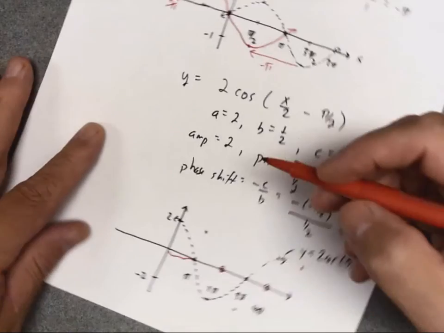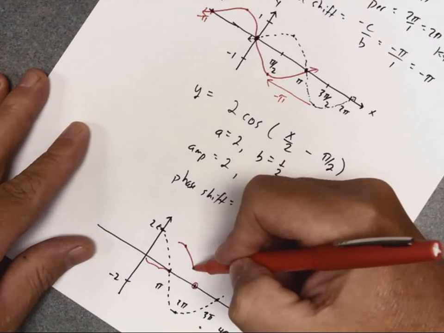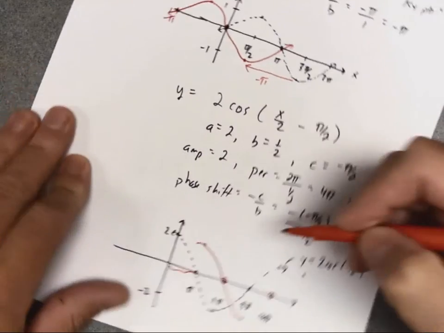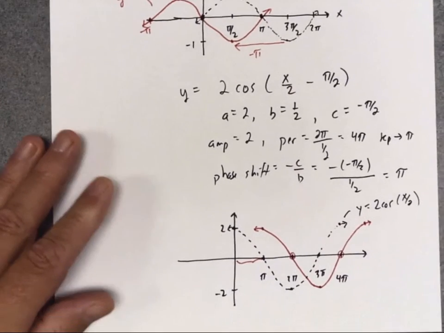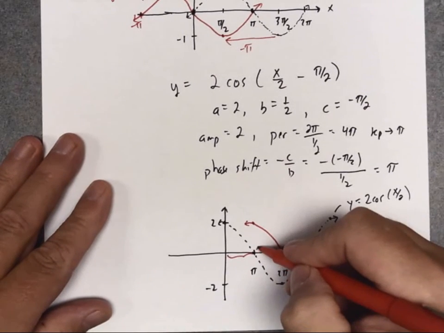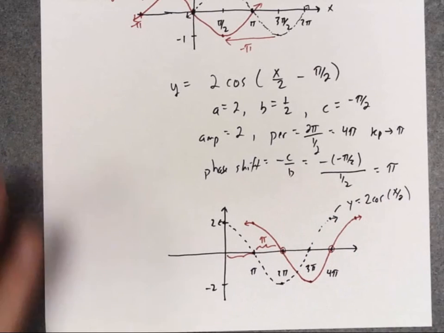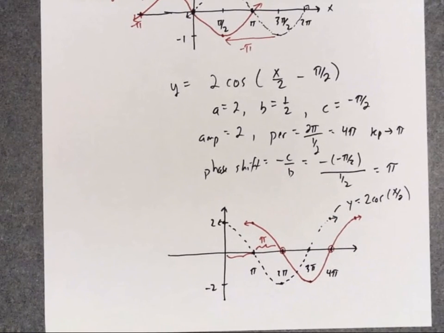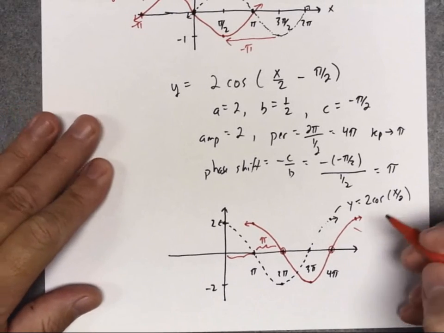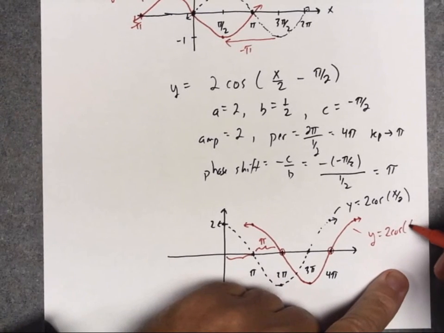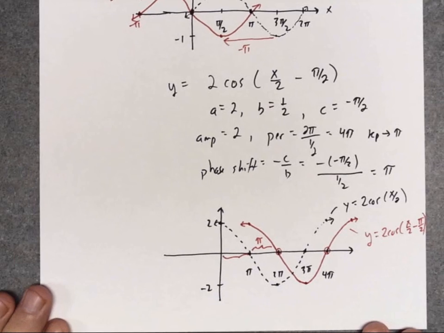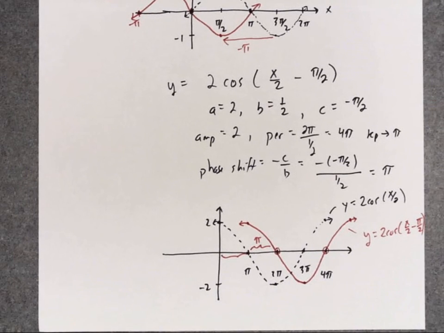So now if I connect all the red points, hopefully you can see, if I look right in here, the red graph has basically been shifted to the right by pi, and this red graph is actually the graph of 2 cosine of x over 2 minus pi over 2. So that's pretty much the best way I've found to figure out these trig graphs.